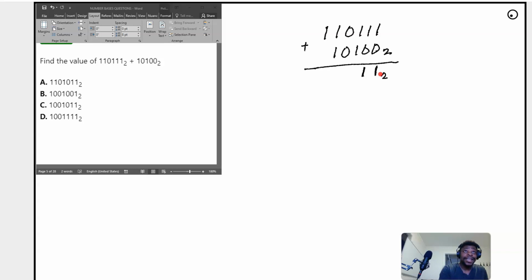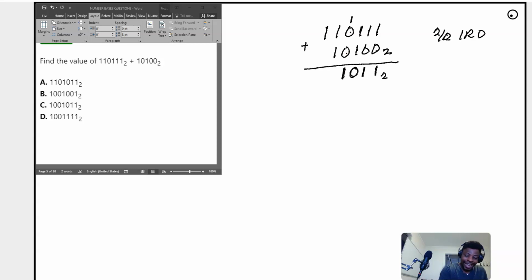Which option is having the last two numbers? A, C, D. So that simply means B cannot be your option. Okay, so our option is either A, C, D. So let's continue. So as you are solving, you're looking at the options to quickly eliminate which one is not the answer. So this is 1 plus 1, that is 2. 2 divided by 2, 1 remainder 0. So I put 0 here and I carry 1 here. Okay, so 1 plus 0 plus 0, that is 1.